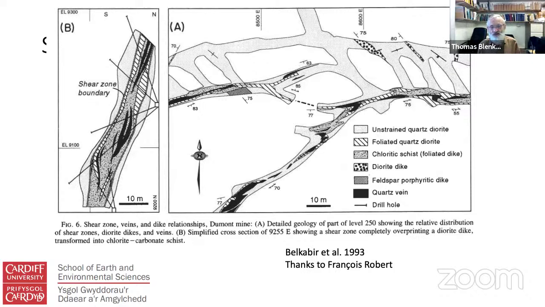So here is one example from the Dumont mine, the work of Belkabir and others, in which careful level mapping has shown this anastomosing network of shear zones, which looks awfully like one of the schematic diagrams I've shown you. And when you come to look at these shear zone orientations in more detail, you see that they're not simply forming a conjugate set, that they are actually forming sets in several different orientations that are linking together very much in the schematic way shown in the previous slides. So there's an example in practice.